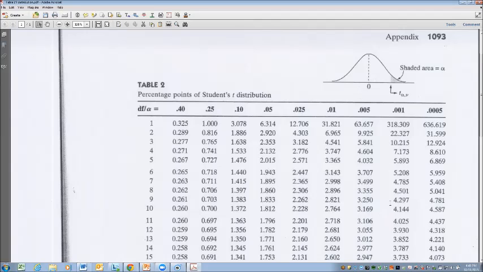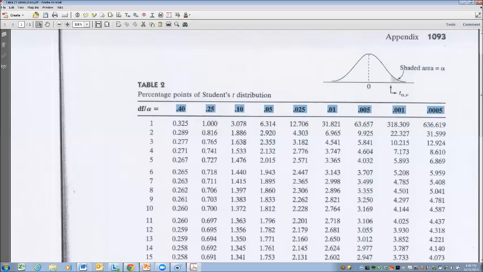So the structure of this table is a little different than the normal. Down the side is what's called the degrees of freedom, and that number is related to the sample size, and we'll talk more about how it relates later on. Across the top are different percents of area that are in the right-hand tail. So this little shaded region corresponds to values across the top.